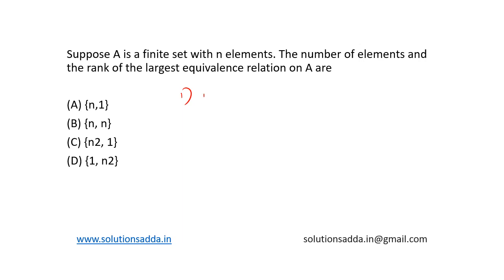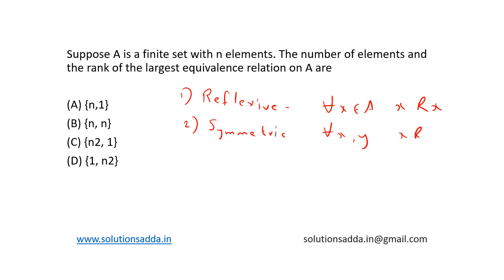So, what is reflexive? A relation R on a set A is said to be reflexive if for all x belongs to A, x is related to x. This is reflexive. Second property is symmetric. A relation R on a set A is said to be symmetric if for any x, y, x is related to y, then y is related to x. This is said to be the symmetric property.